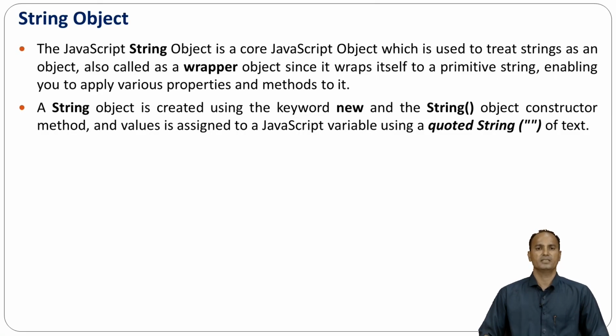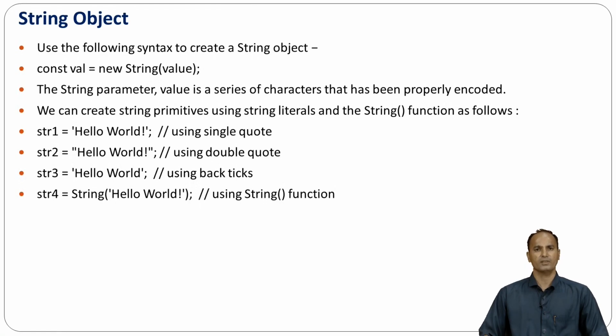A string object is created using the keyword new and the String function, or we can say the object constructor method, and a value is assigned to a JavaScript variable using a quoted string or double quoted text. Let us see how we create string objects. Use the following syntax: variable name is equal to new String. Here we are using the new keyword to create a string object. The string parameter value is a series of characters that has been properly enclosed. Then we can create a string primitive using string literals and the String function as follows.